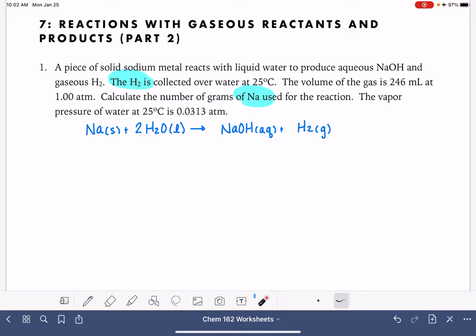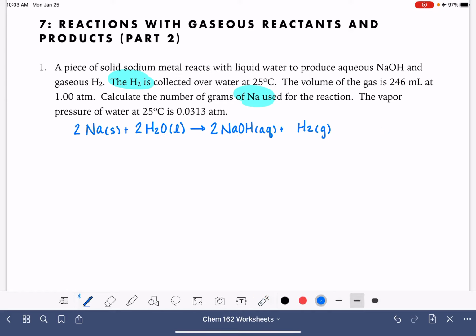4 hydrogen. Now we have 1, 2, 3 hydrogen. So we'll put a 2 over here. Now we have 1, 2, 3, 4 hydrogen, but that changed the amount of sodium. So we got to put a 2 over here. This one's actually a pretty tricky equation to balance. 2 sodium, 1, 2, 3, 4 hydrogen, 1, 2, 3, 4 hydrogen, 2 oxygen looks good.